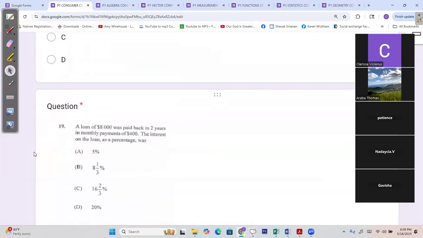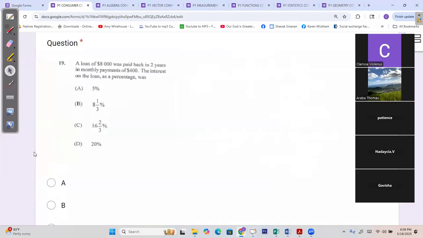right, there we go. A loan of 8,000 was paid back in 2 years in monthly installments of 400. The interest on the loan as a percent is. Now, anytime they tell you to calculate something as a percent, you put a thing over the original cost. So for example, if it's the interest, you put the interest over the principal and you change it to a percent. So let's go. We got to find out though how much money we actually paid. Because obviously we would never pay back 8,000. It would always be more than 8,000 because it's a loan, right?